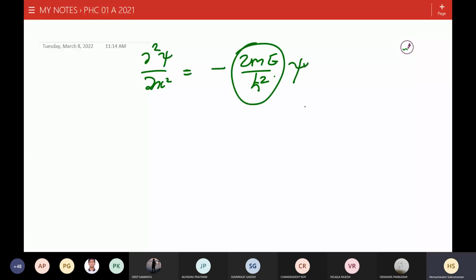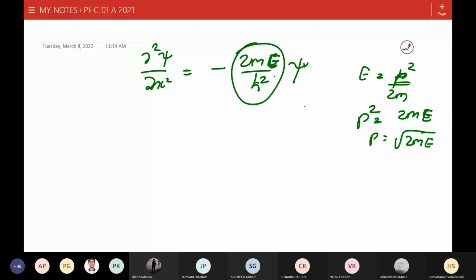What is this, by the way? If you write E as p squared over 2m, then p squared is 2mE, and p is the square root of 2mE. And p is also h cross k, from h over lambda, the de Broglie wave. So k is the square root of 2mE over h bar.